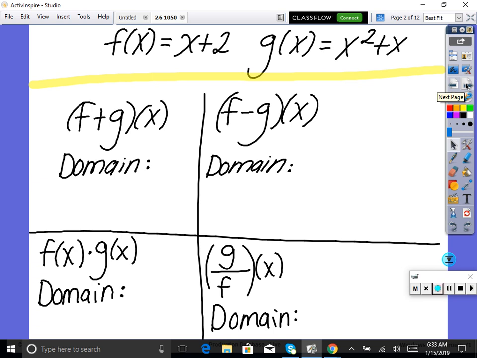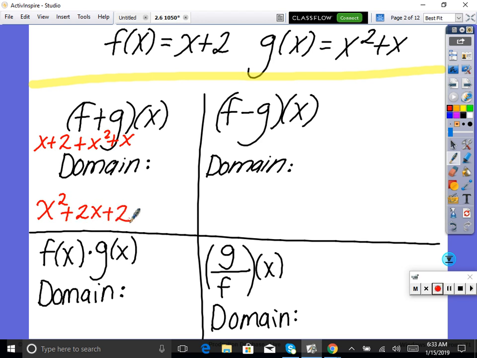So with addition, we don't really have to be careful. Our f of x is x plus 2. So we have our x plus 2 and then added 2x squared plus x. So then our final answer we'll put in standard form. I'll put it down here. So it's x squared plus 2x plus 2.